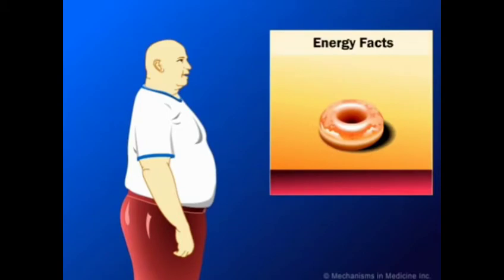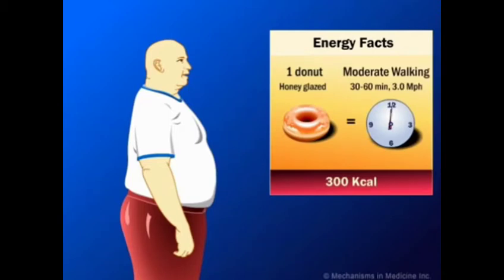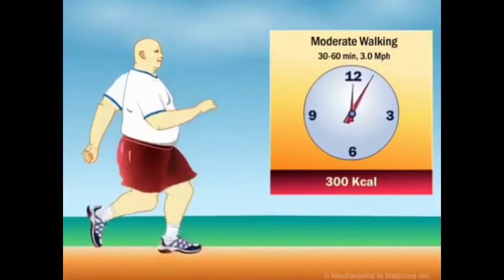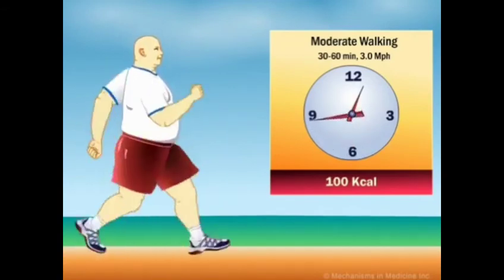One honey-glazed donut is shown, which has approximately 300 kilocalories. The energy intake from the consumed donut is equal to the energy consumed by moderate walking for 30 to 60 minutes at 3 miles per hour. If an individual walks for an hour at 3 miles per hour, they will expend approximately 300 kilocalories, the same as what was contained in the consumed donut.